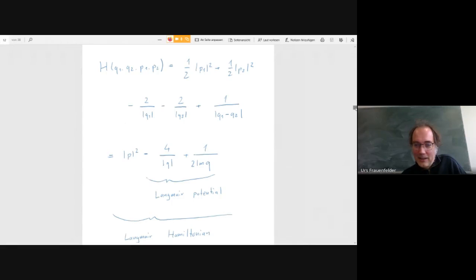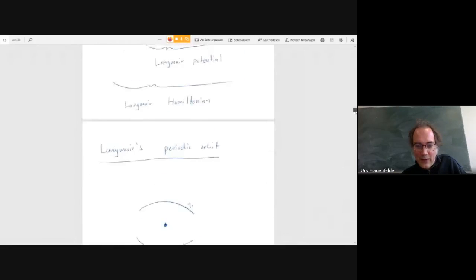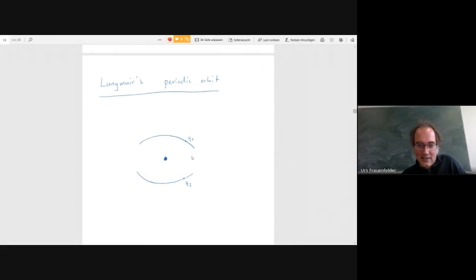And now we want the Langmuir periodic orbit. Namely, what he found is this. So one electron is doing like this, and for the other you have to reflect everything at the x-axis. So the other one is doing like this, going back and forth. If you want q1, then you reflect at the x-axis, then you get q2, and vice versa. So at the end, what we really have to find is q1, and then q2 is given by reflection.